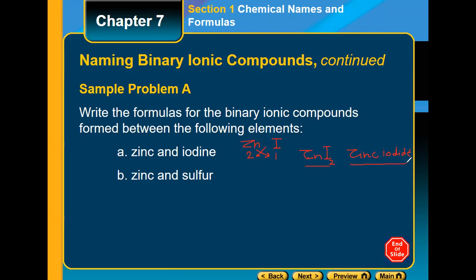Then zinc and sulfur. Zinc is Zn and sulfur is S. Zinc valence is 2, sulfur is 2. So once we switch places, it will be Zn2S2, then simplifying, we find it will be ZnS. So we call this zinc sulfide. So that's how, guys, we can write the chemical formula of some elements.